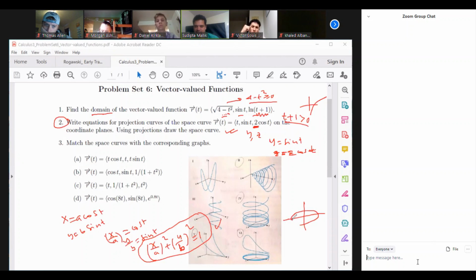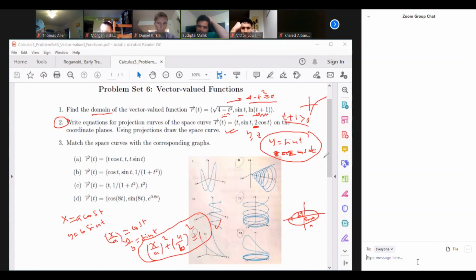So this is a. This is b. So from here, what do you see? a equals 1, b equals 2. So this is also an ellipse on the yz plane. So I gave you enough hint. Are you asking what it's going to look like? Yeah, you need to get the projection curve. So on the yz plane, it is going to be an ellipse.